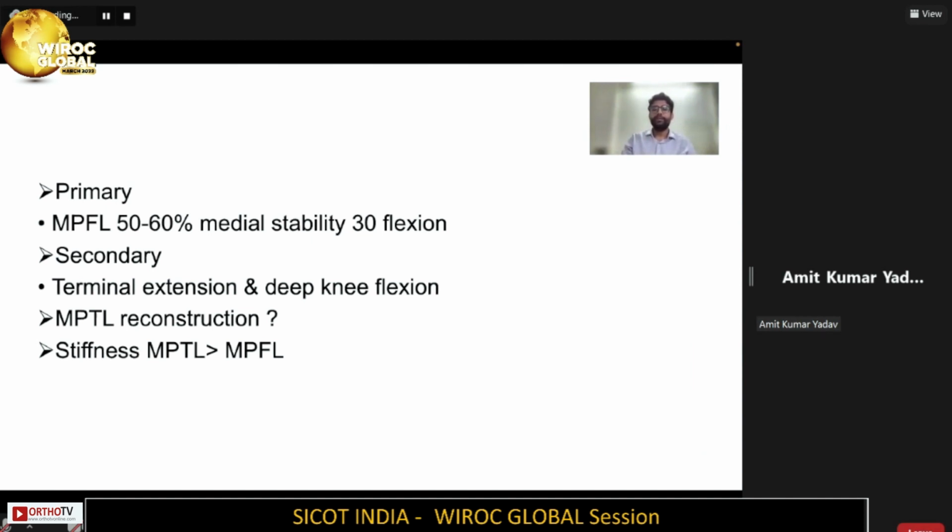In a biomechanical study, they found the MPTL is stiffer compared to the MPFL, but clinically the MPFL is the more important stabilizer because of its vector. MPTL reconstruction is indicated when, after MPFL reconstruction, the surgeon feels the patella is still dislocating laterally and there is no need for a bony procedure.